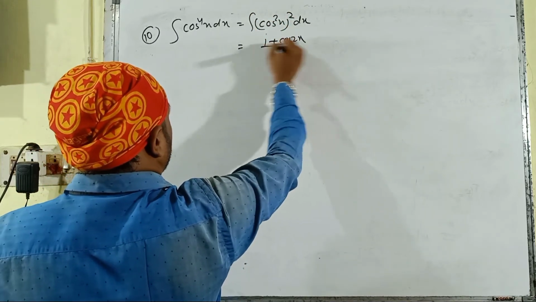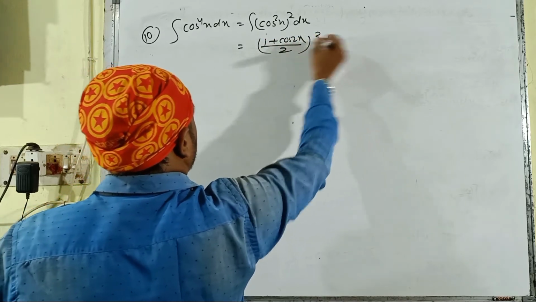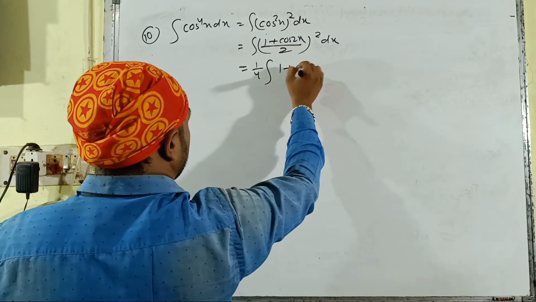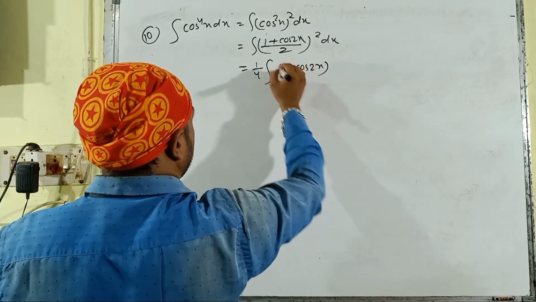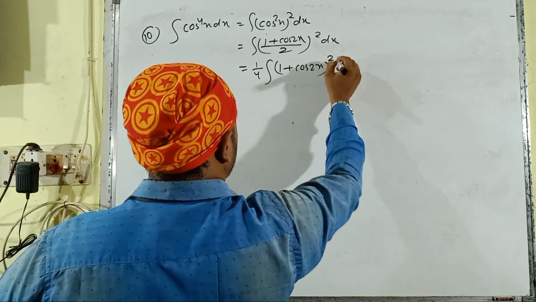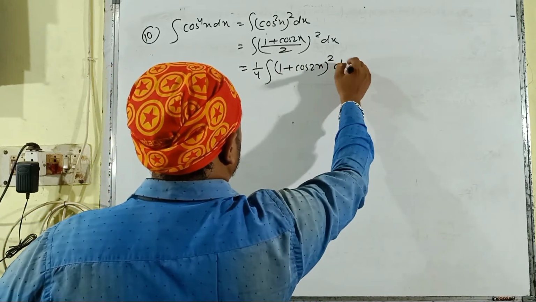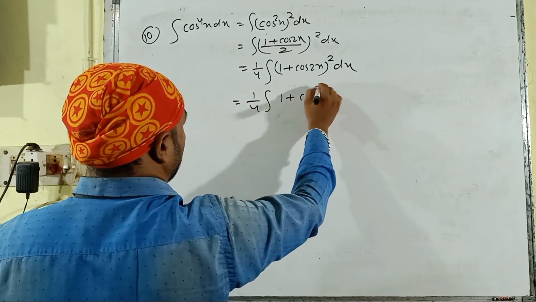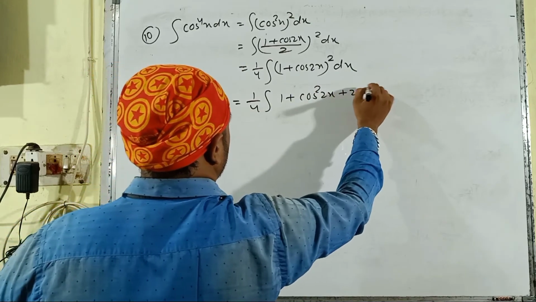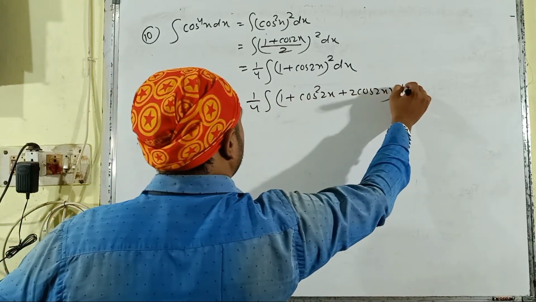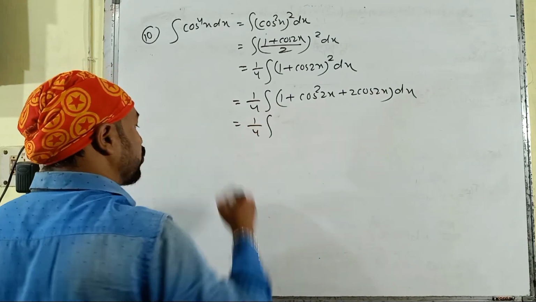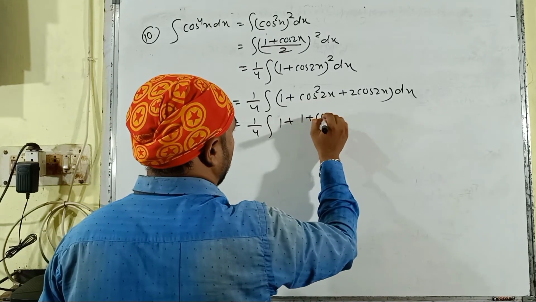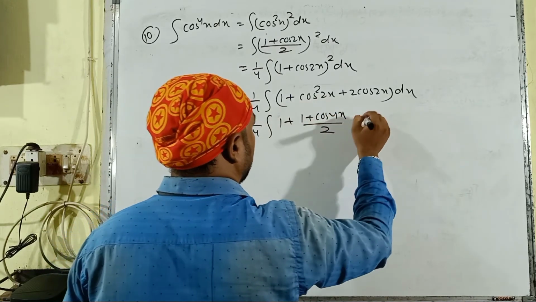It will be the whole square of (1 plus cos 2x) divided by 2. 1 by 4 is taken outside of the integral, so it is 1 by 4 multiplied with the whole square of (1 plus cos 2x). 1 upon 4 times (1 plus cos square 2x plus 2 cos 2x). But first of all we have to put the value of cos square 2x here, which is (1 plus cos 4x) divided by 2.